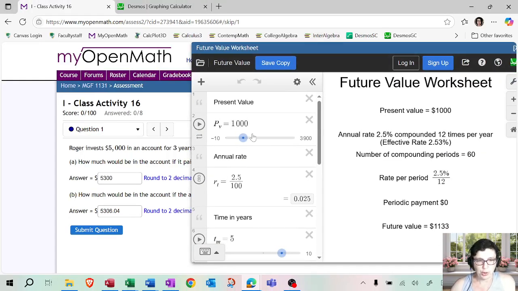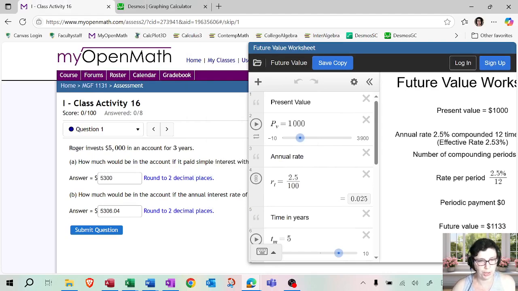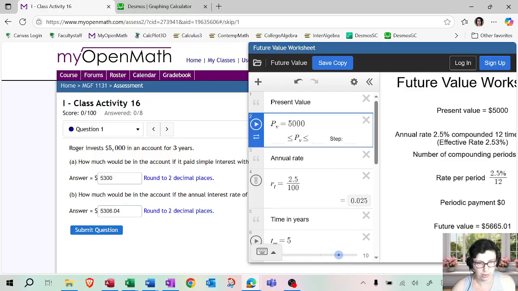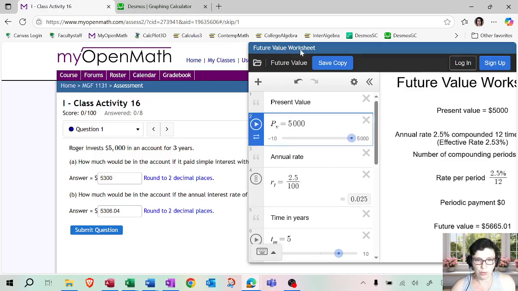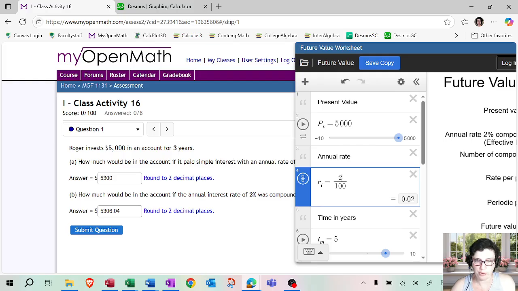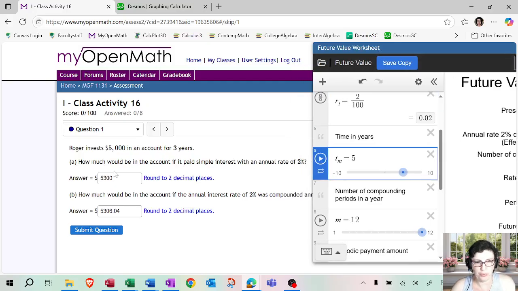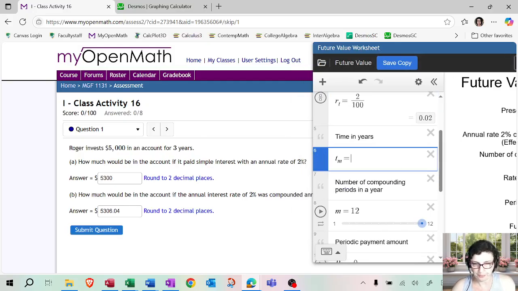Here you're going to have to fill out some things. First of all, the worksheet asks what your present value is. In other words, how much are you investing? I'm going to say 5,000. What is the annual rate? Well, the rate is 2%. You change the numerator to whatever your rate is, but do not remove the divide by 100, because the rate has to be converted to a decimal. Then it asks how many years is your investment, and we have 3 years.